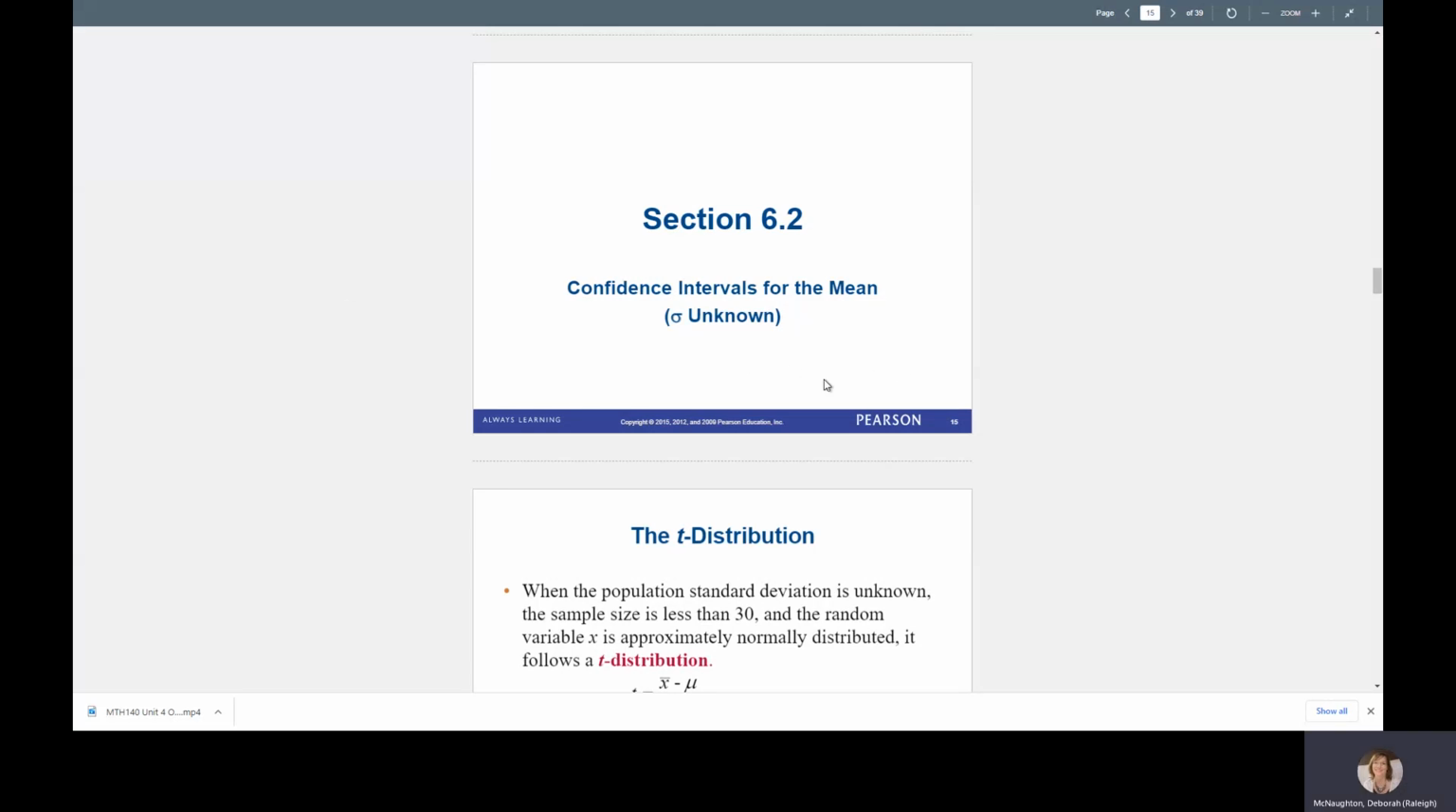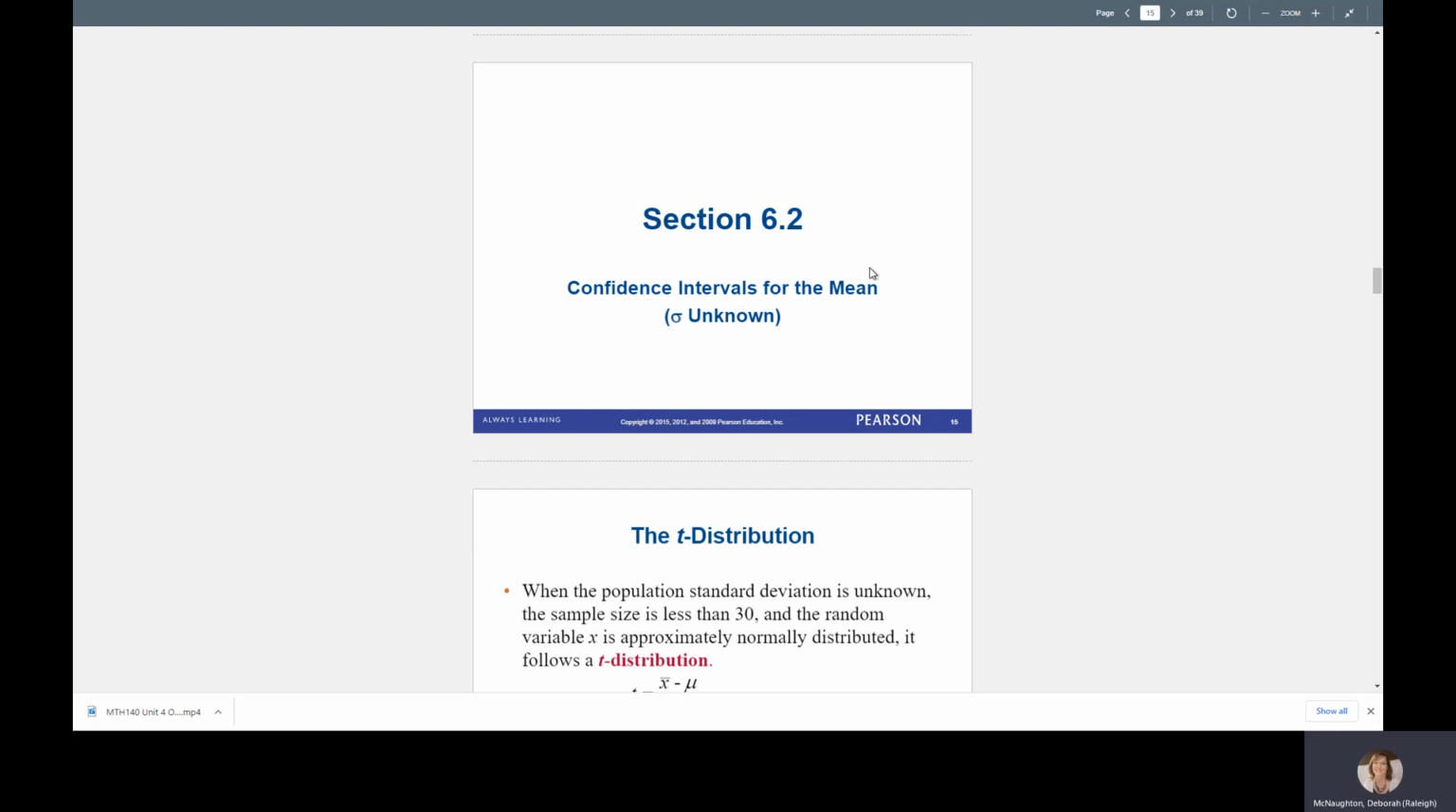All right, class, in section 6.1, we covered confidence intervals for the mean when the population standard deviation sigma is known. And now we'll cover confidence intervals for the population mean when the population standard deviation is unknown. So you'll notice that this section looks very similar to section 6.1.